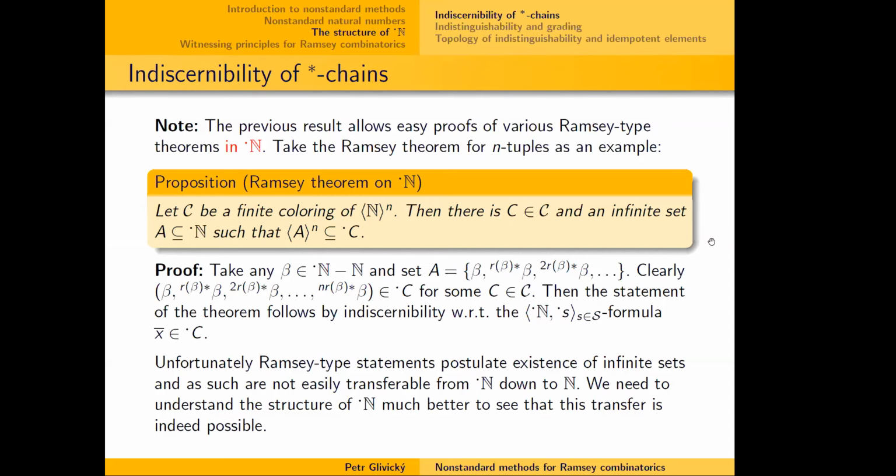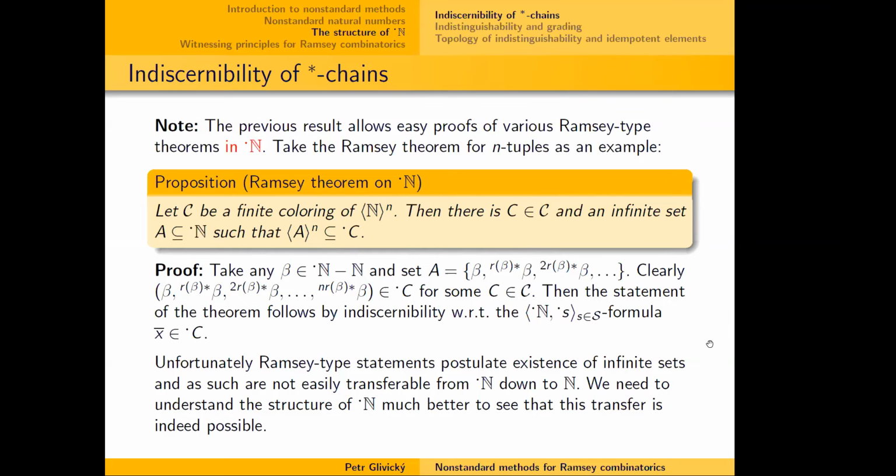So this is an immediate consequence of the indiscernibility of this sequence. What would be nice would be if we could now, because we know that *n is an elementary extension of n, just take what we have proven, the Ramsey theorem, on the set *n and transfer it down to n, so that we would actually get a proof of Ramsey theorem on natural numbers in the classical setting.